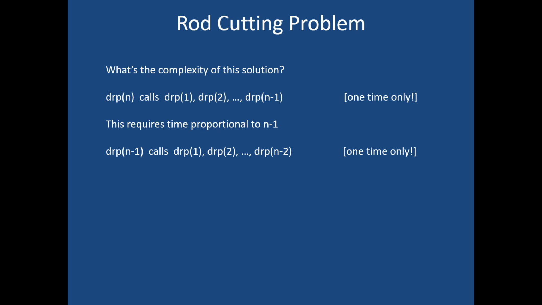Well, let's say DRP of n calls DRP of 1 first. Its answer is in the cache. Now what's DRP of 2 going to do? It's going to call DRP of 1, but that's already been answered in the cache. Finally we get around to calling DRP of n minus 1. It calls DRP of 1, and the answer is cache. So there's no recursion involved at all once things have been called once.